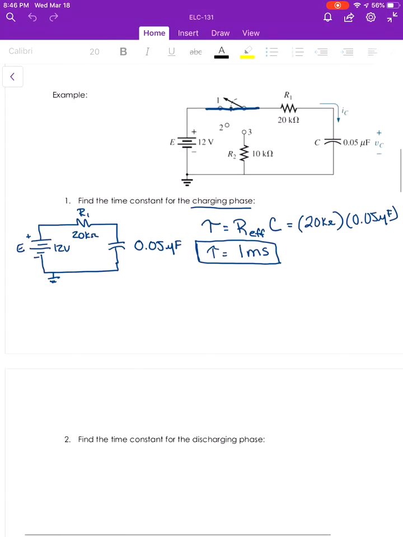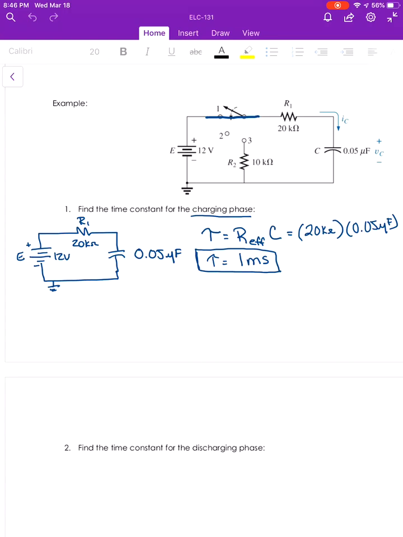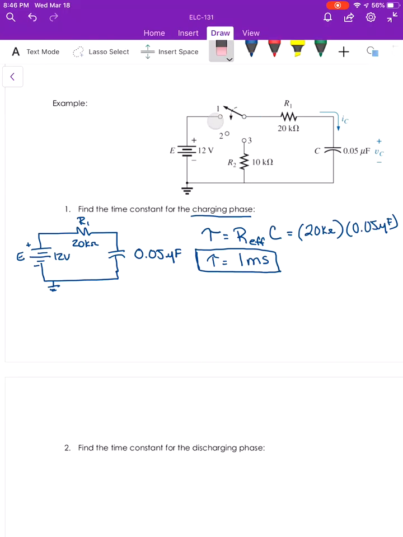So in the discharging phase, that's going to happen when we move the switch, let's say after we have charged our circuit, our capacitor. If we move the switch to position 3, that's going to be our discharging phase.